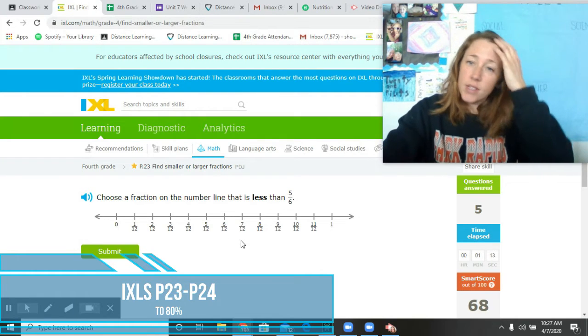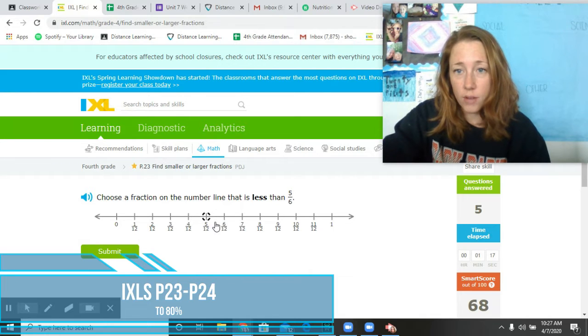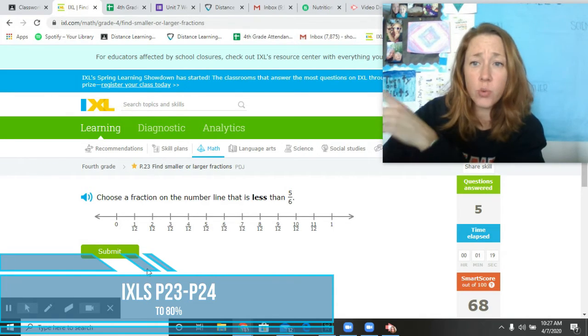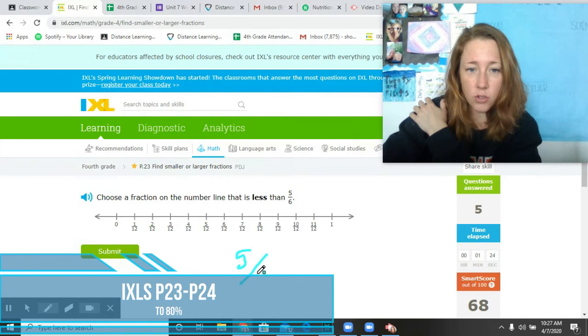Now this one says less than 5/6, but it's not marking where 5/6 is, and the number line's in 12ths. This is where I'm going to have to make an equivalent fraction. So I'm going to take 5/6, and you can do this on a piece of paper or a whiteboard, wherever you have, and I'm going to convert it into 12ths.